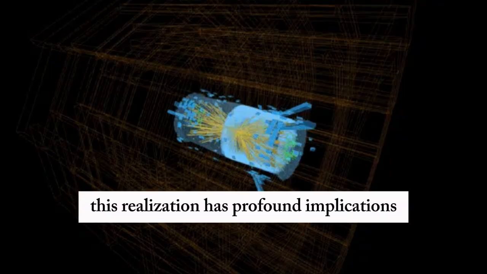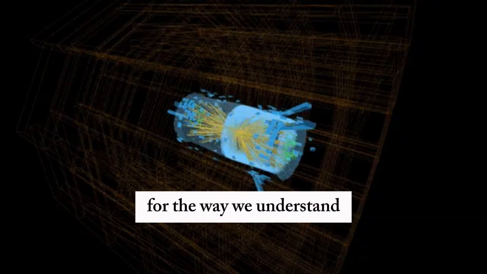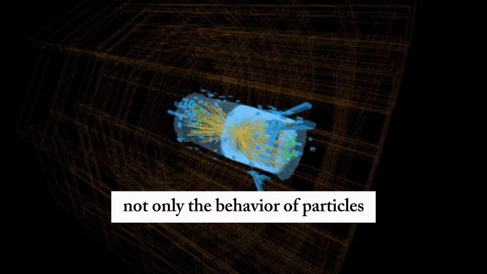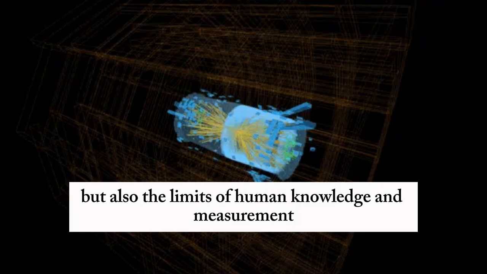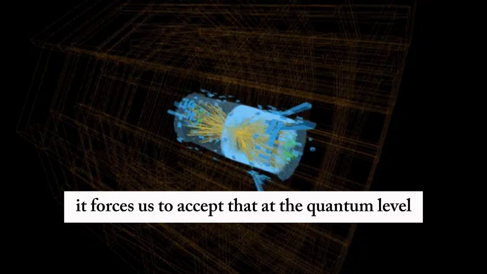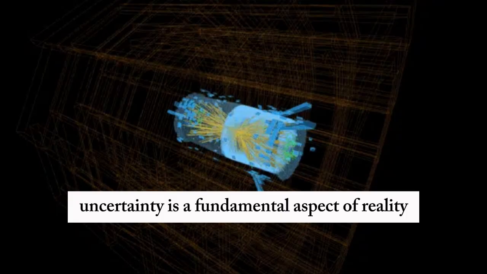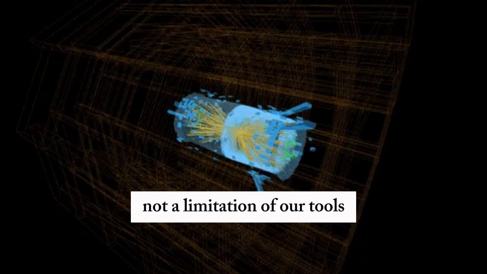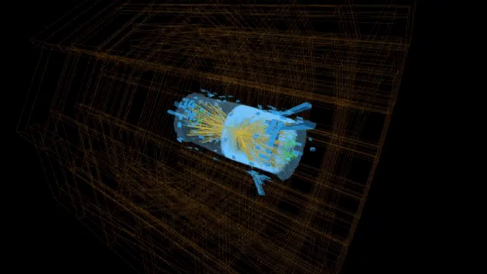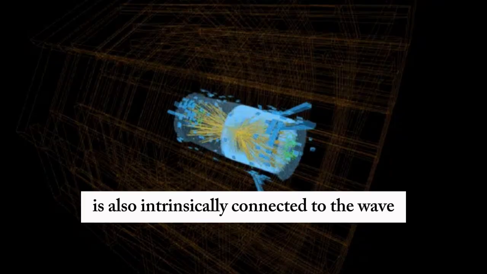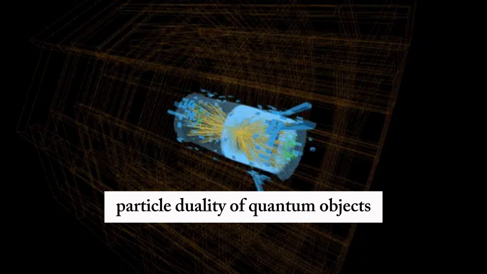This realization has profound implications for the way we understand not only the behavior of particles but also the limits of human knowledge and measurement. It forces us to accept that at the quantum level, uncertainty is a fundamental aspect of reality, not a limitation of our tools. The uncertainty principle is also intrinsically connected to the wave-particle duality of quantum objects.